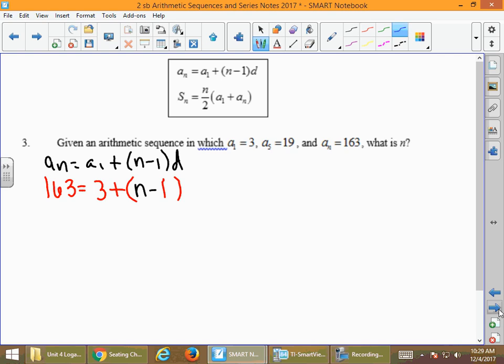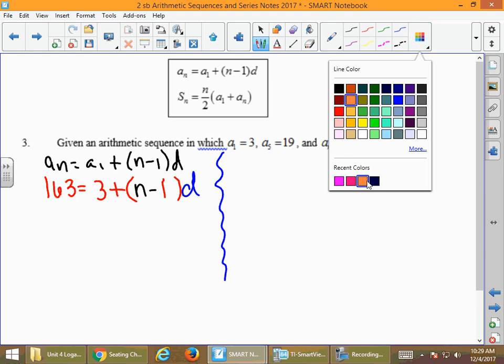And we don't know what d is. And because of that, we need to ask ourselves, well, why did the problem give us a sub 5 equals 19? So beside it here, I'm going to say that let's use that a sub 5. So let's look at some other information that we're given in this particular problem.